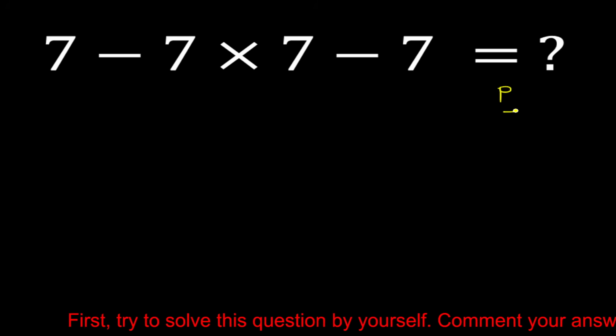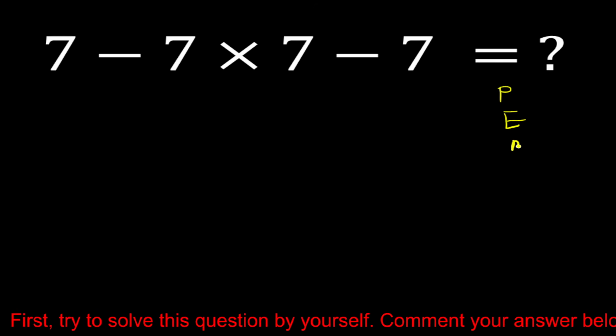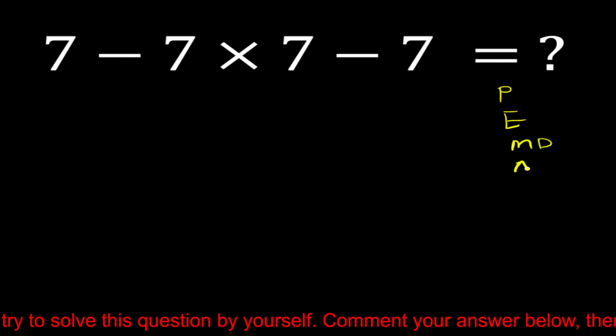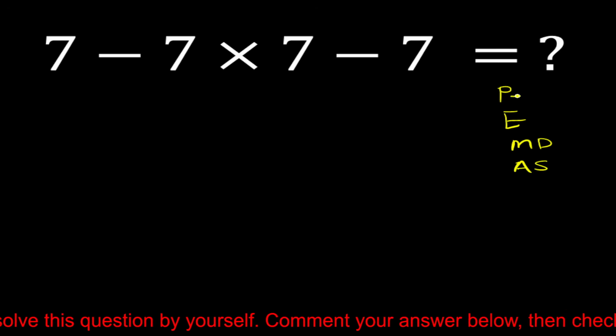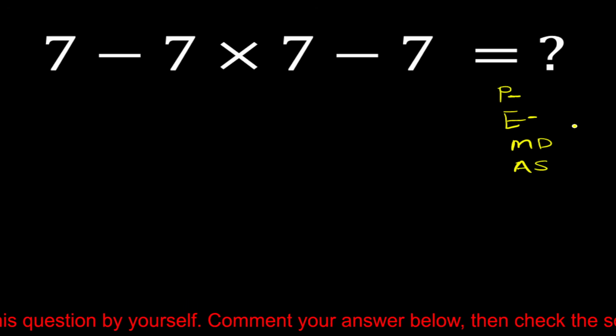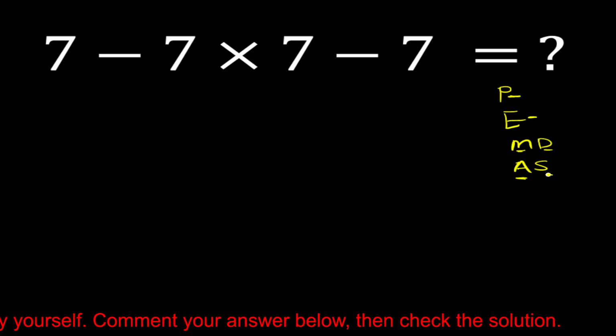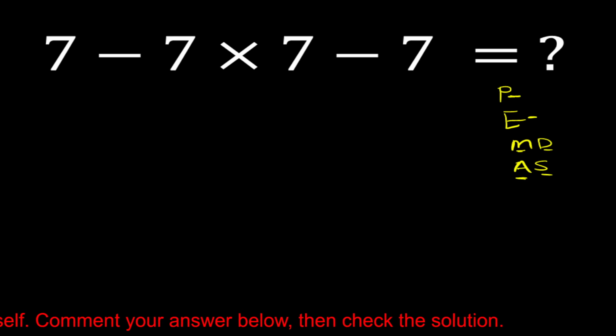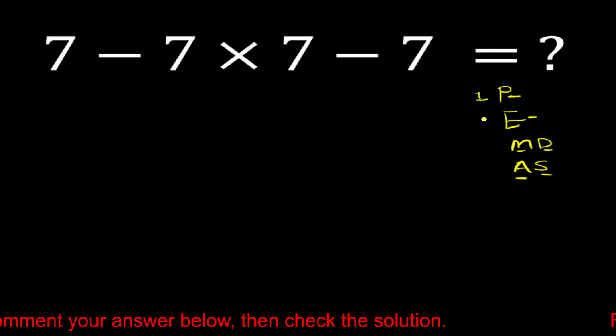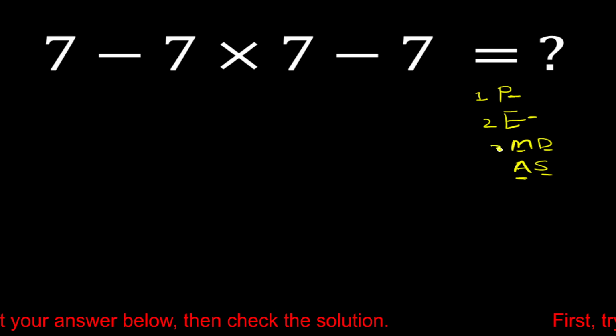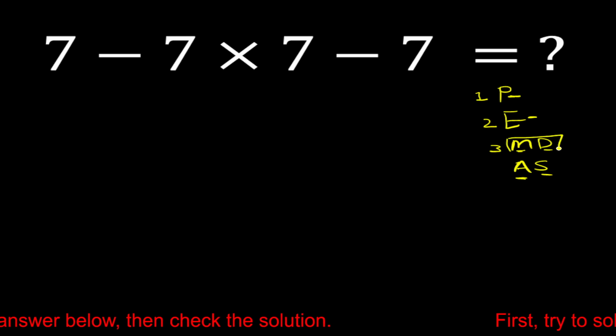PEMDAS. P-E-M-D-A-S. Here P means parenthesis, E means exponents, M means multiplication, D means division, A means addition, and S means subtraction. Okay. First priority is parenthesis, second priority is exponents, third priority is multiplication and division.